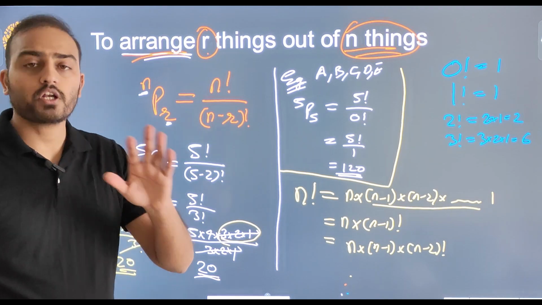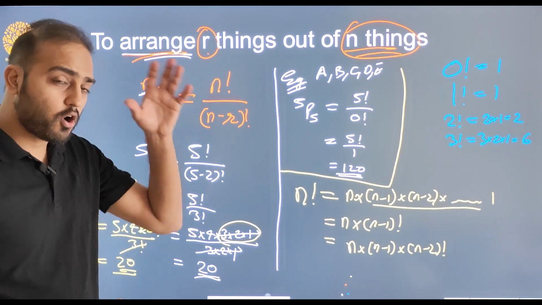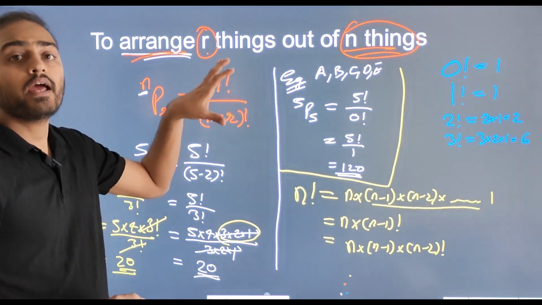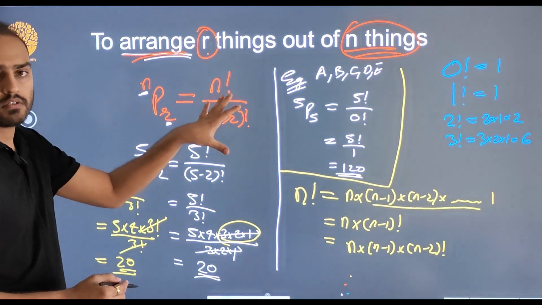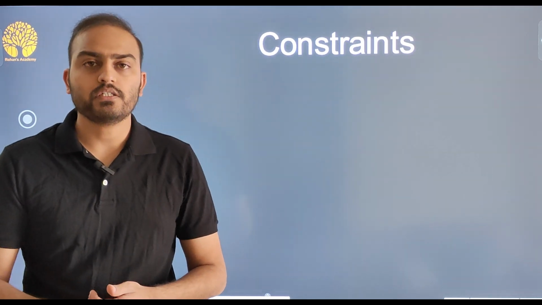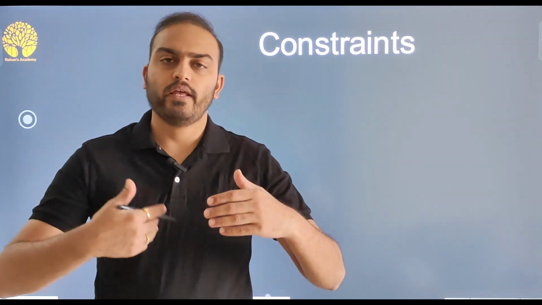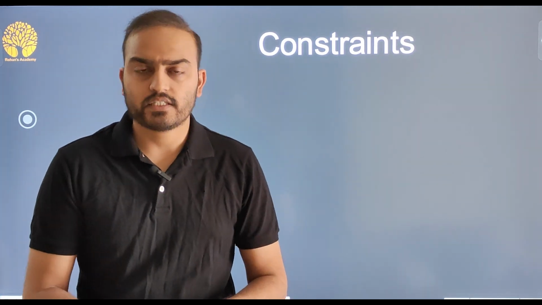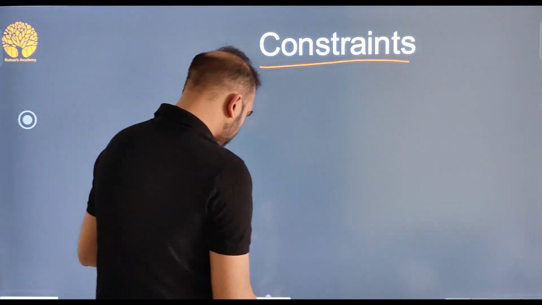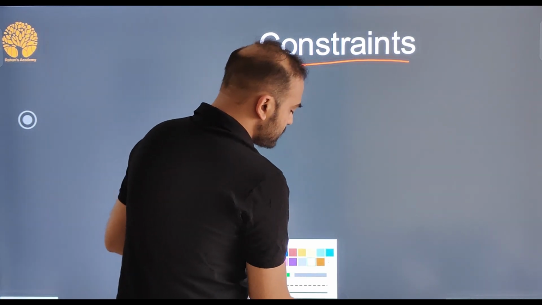Okay, calculation is not a problem in this topic. It's all about thinking and understanding whether I can apply the concept and get to this step. If you understand the basic concept of permutation, then in questions we get various types of constraints.